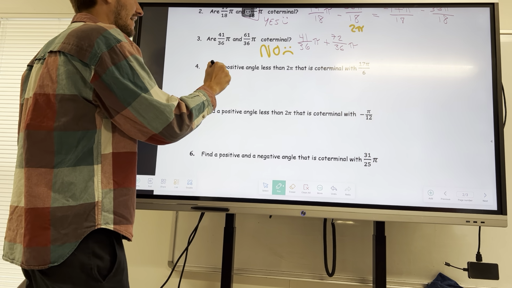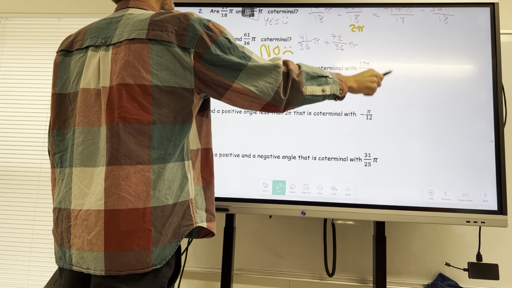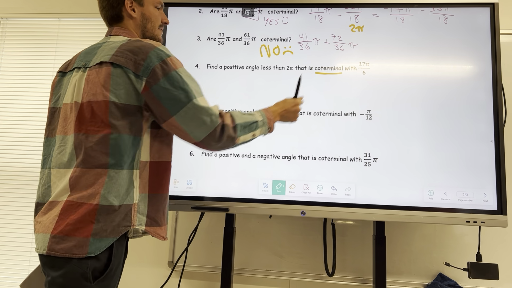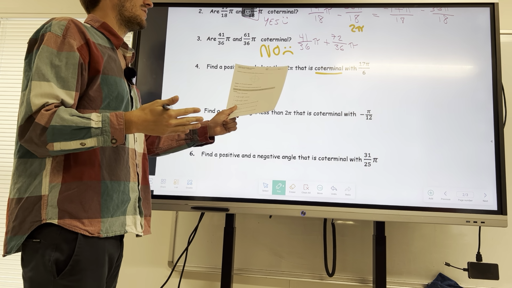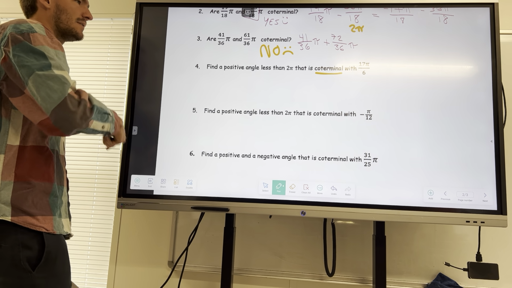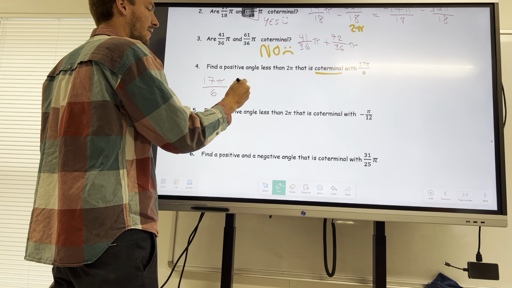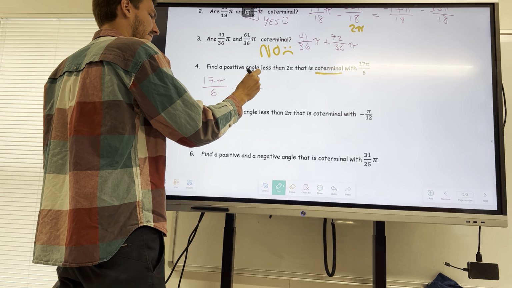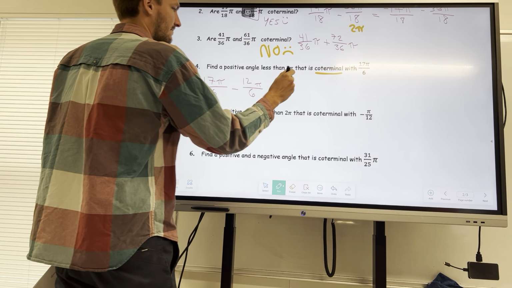Find a positive angle less than 2 pi that is coterminal with 17 pi over 6. So that means coterminal. Let's go ahead and find our coterminal. And our goal is to get a positive angle less than 2 pi. So we don't want to subtract too many times and get negative answers. Let's start with this. 17 pi over 6. Let's take away 2 pi, which is going to be 6, double it, 12. And what's 17 minus 12? 5.